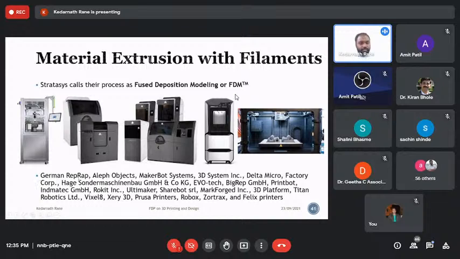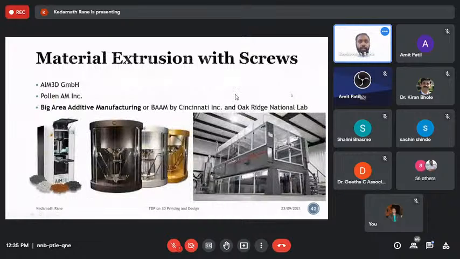So basically, Stratasys, German RepRap kind of. This is a kind of open source system. You can build it on your own, and you can utilize MakerBot, 3D Systems, and all these things. Ultimaker is again a big player. Sharebot, Markforged, they are very good machine manufacturers for regular 3D printers, but they are equally applicable for extrusion of metals and ceramic feedstocks.